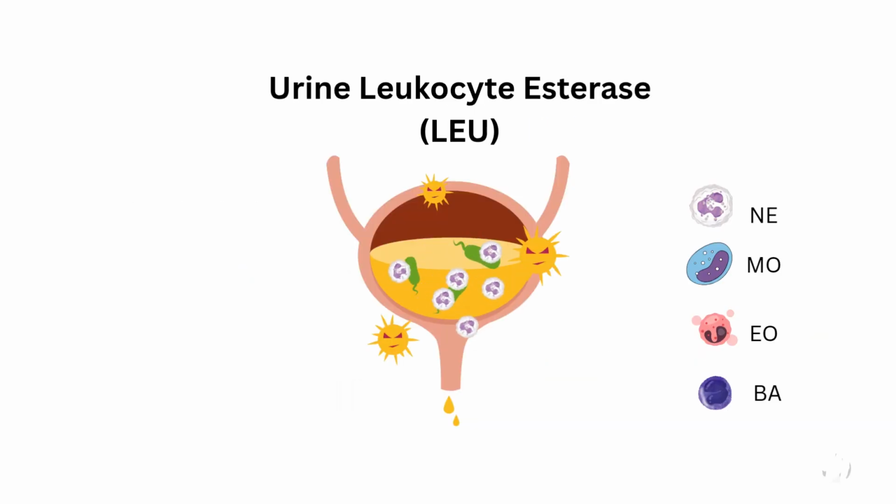As you might guess, leukocyte esterase is an enzyme found in white blood cells. Esterase is found in neutrophils, eosinophils, basophils, and monocytes, but not in lymphocytes. Together with the nitrite test, leukocyte esterase is a good screen for urinary tract infections and inflammation.